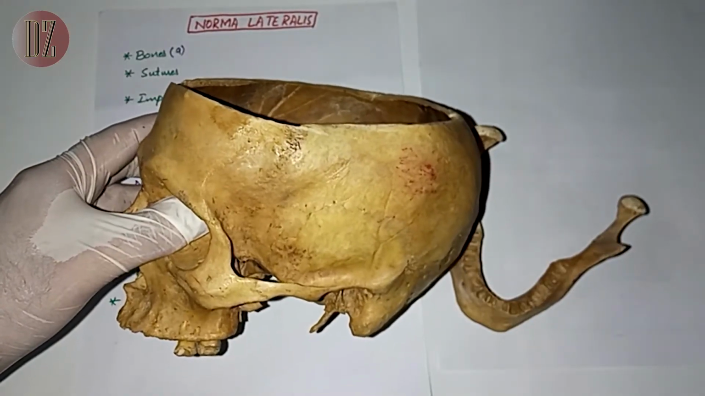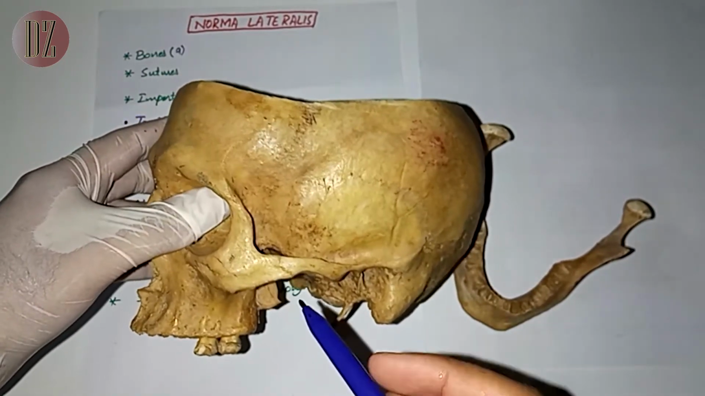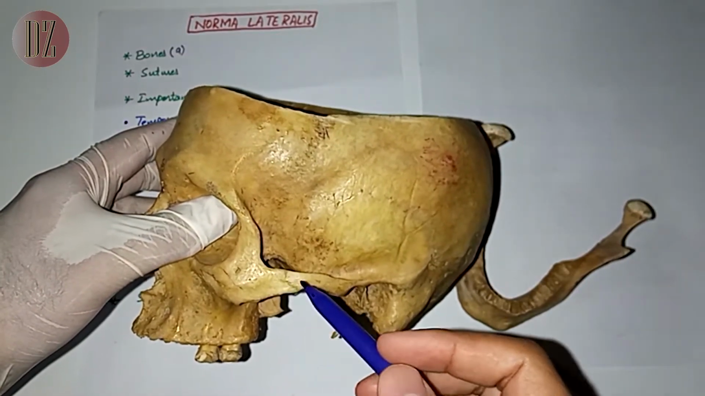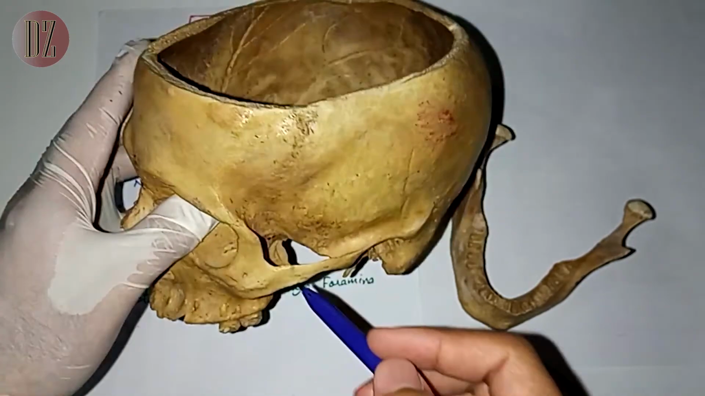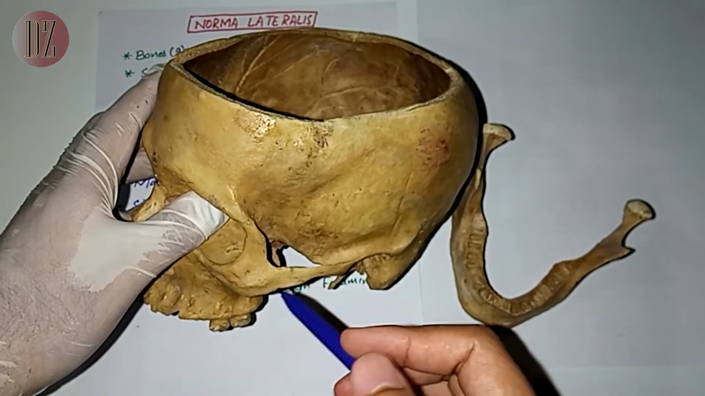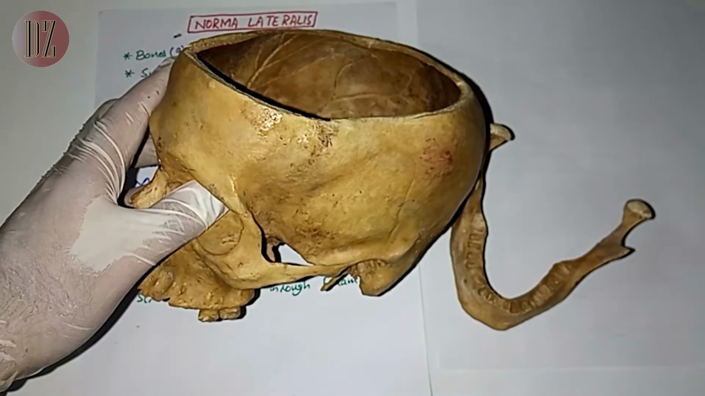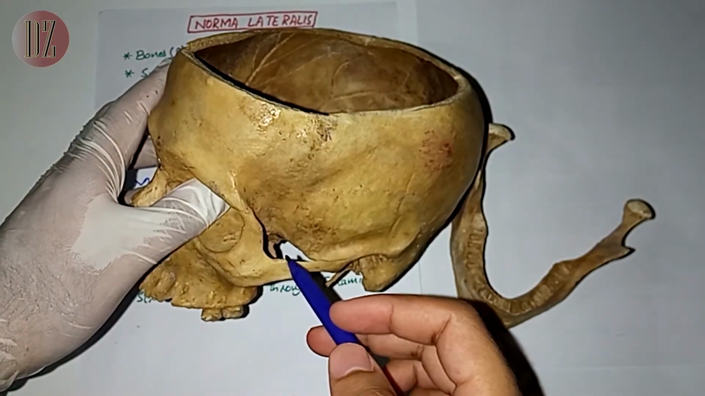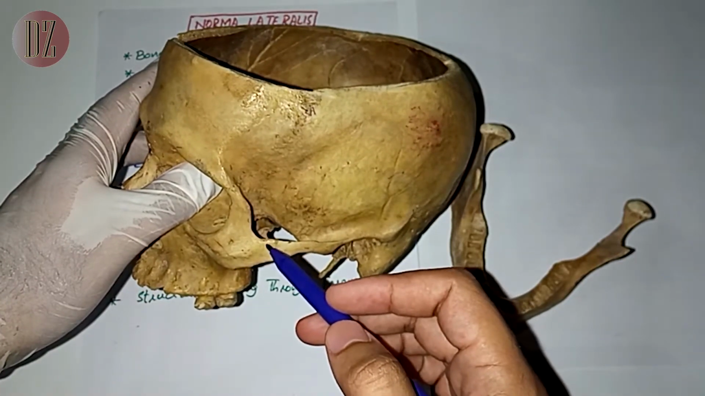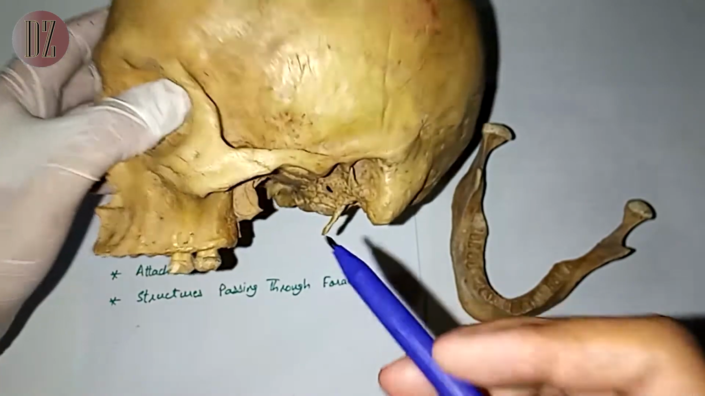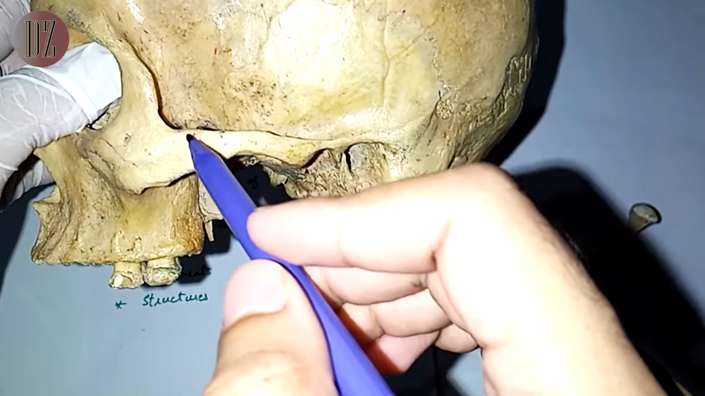The second feature of this norma is the zygomatic arch or the zygoma. The zygomatic arch is the horizontal bar on the lateral side of the head. This is formed by the temporal process of the zygomatic bone and the zygomatic process of the temporal bone. Here these two processes join and form the zygomatico-temporal suture.